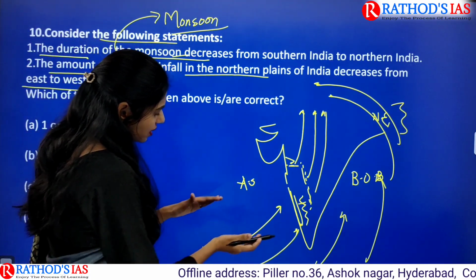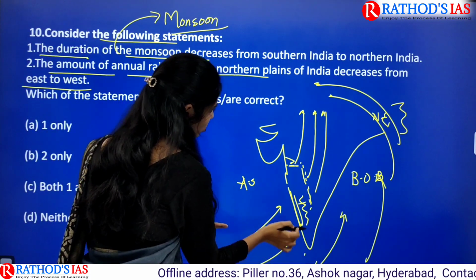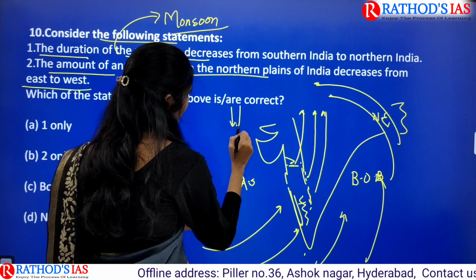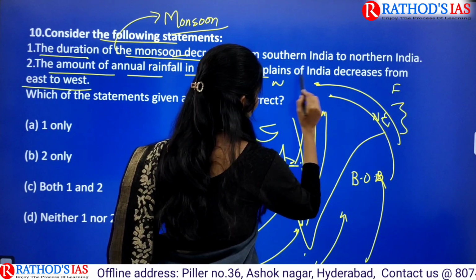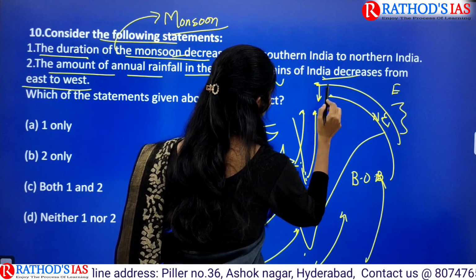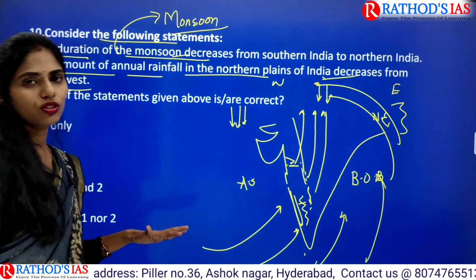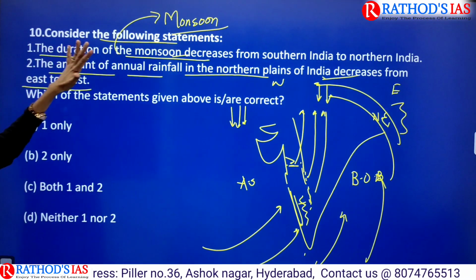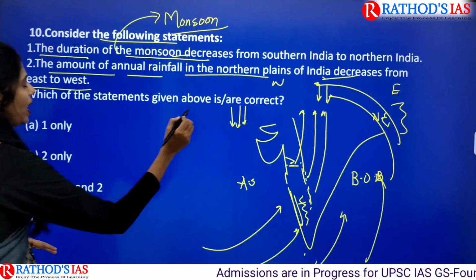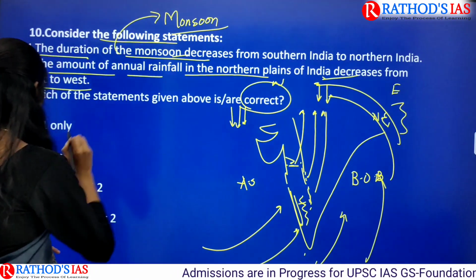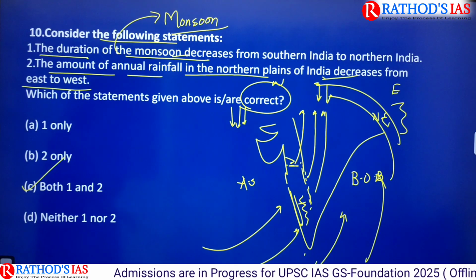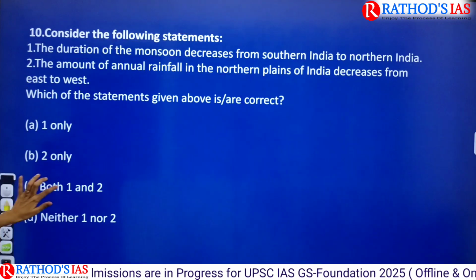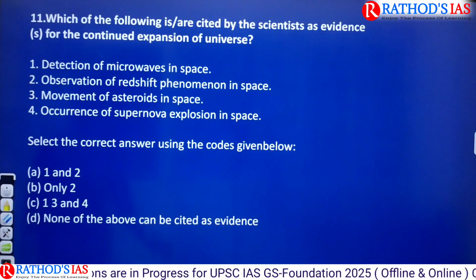So here, the rainfall decreases from south towards north, and from east towards west the rainfall again decreases. So both statements are absolutely correct. Here you have to identify the correct statements, so the answer is C, both 1 and 2. Clear? And now let us see the next question.